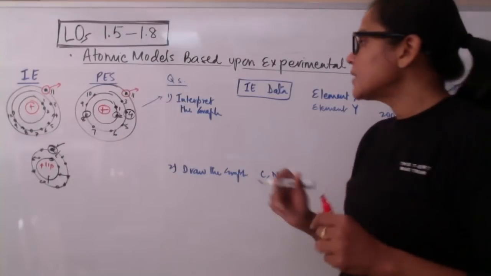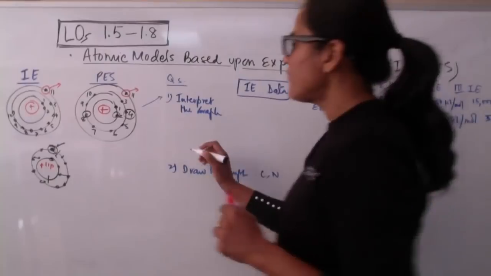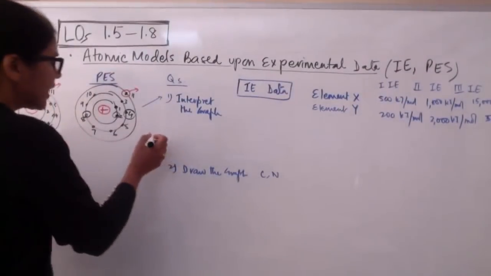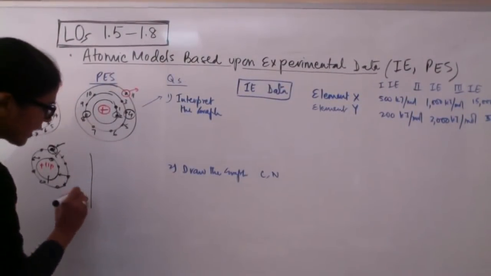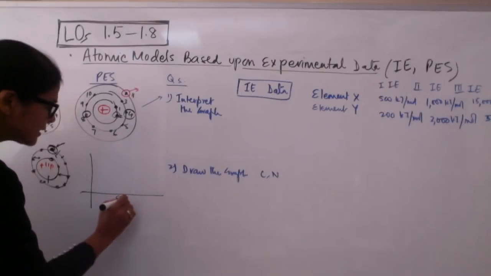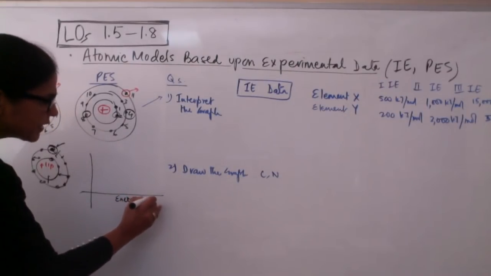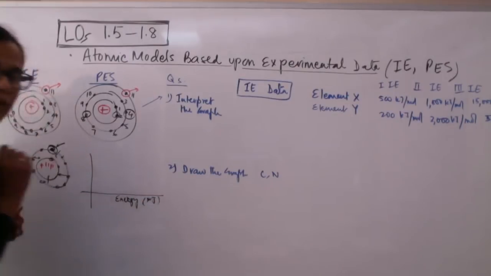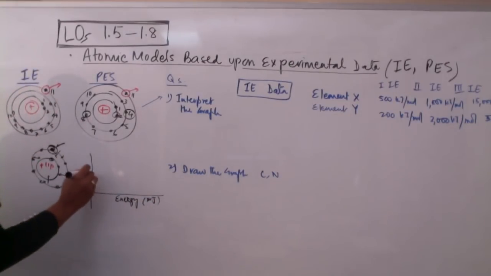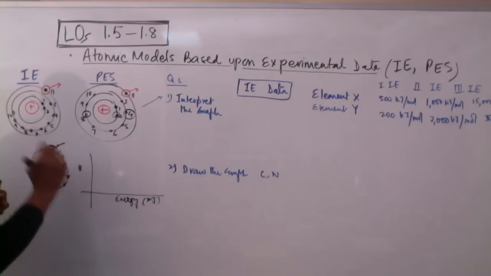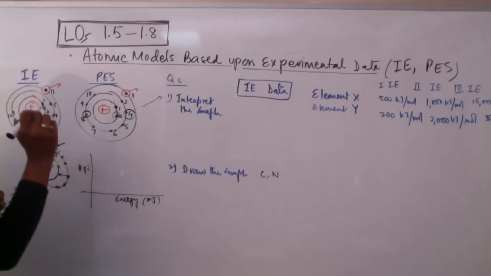And what you end up getting is a graph of PES. The photon emission spectroscopy graph on the x-axis has energy in kilojoules or megajoules, depending on how large the number is. And on the y-axis, the peak shows you the number of electrons.